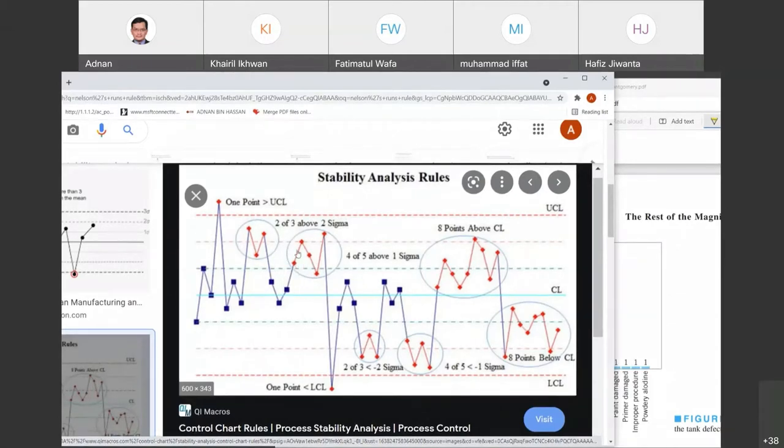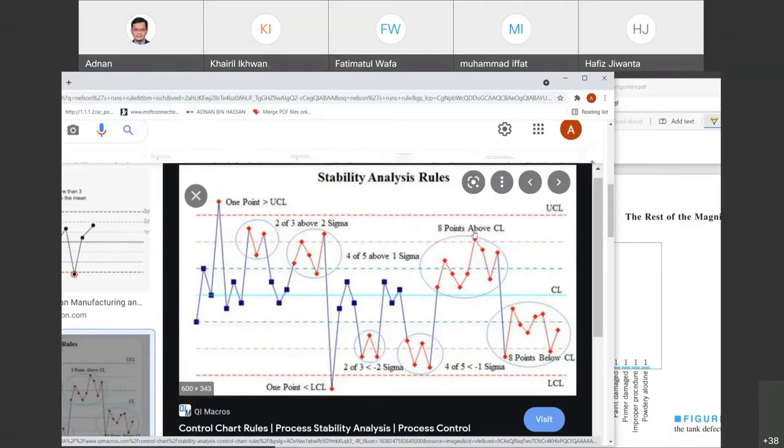1, 2, 3, 4, 5. So above 1 sigma, this is the one sigma region, this is one sigma, this is two sigma, this is three sigma. So you have 4 points, 1, 2, 3, 4 out of 5. So the process is also unstable.